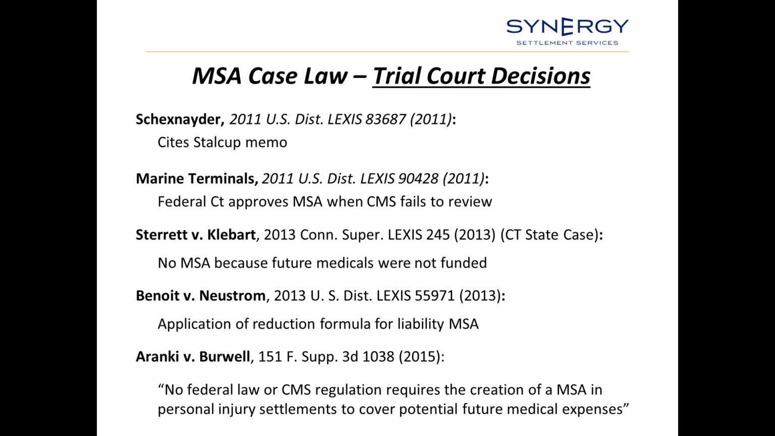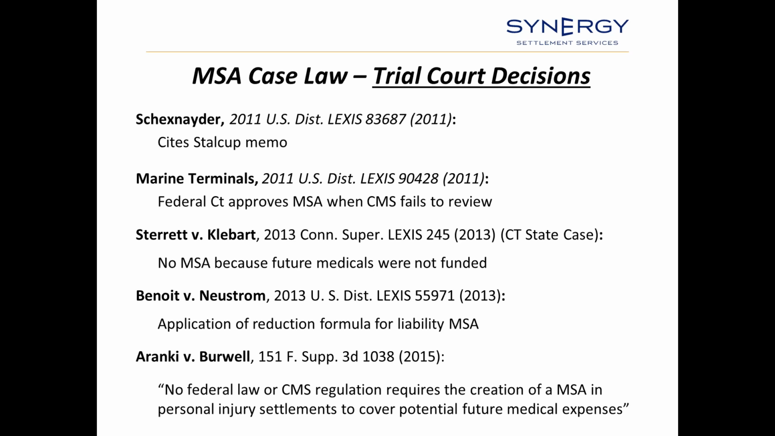The next case, Sterrett v. Klebart, is an important one in my opinion because what the court did was go through an analysis of the damages in that particular case to determine that future medicals were not funded, which, as I said, is the prerequisite for whether a set-aside analysis needs to be done. In that case, there was a competing consortium claim and lots of other damages that the court felt were sufficient to the point where future medicals really were not funded in that case. The Benoit v.